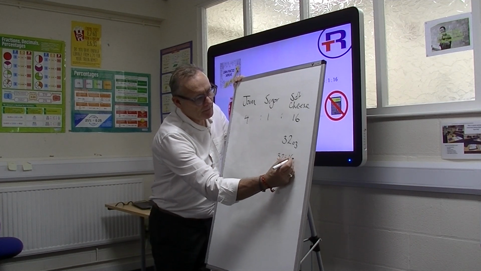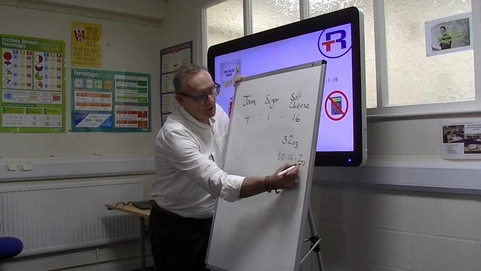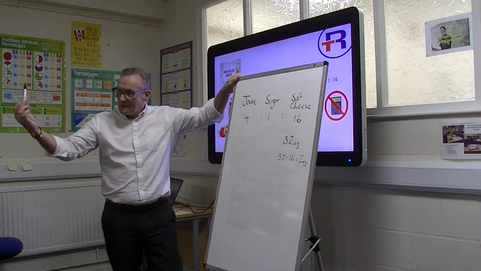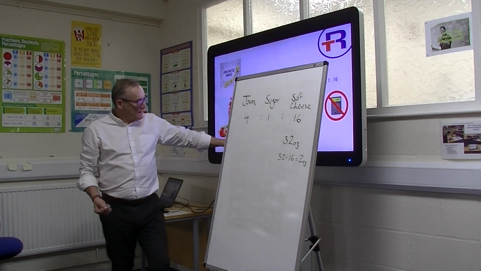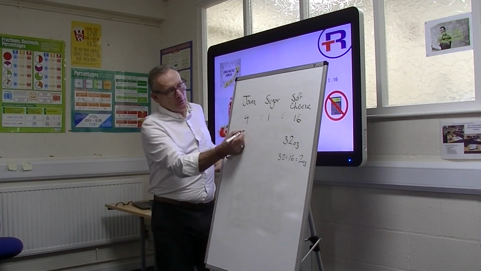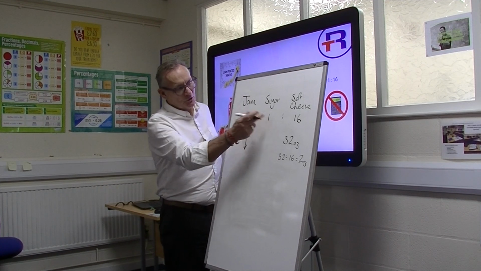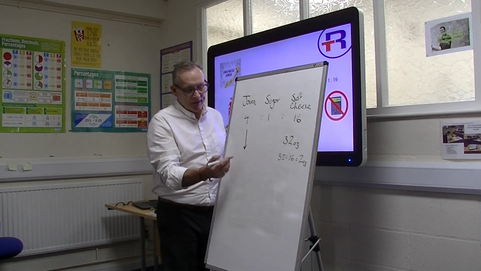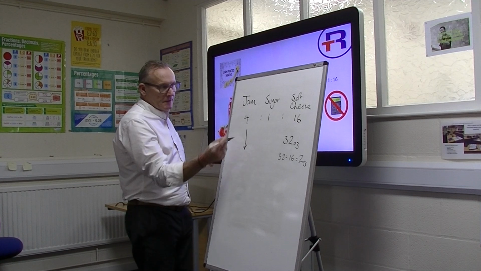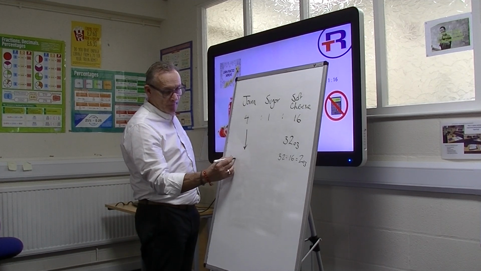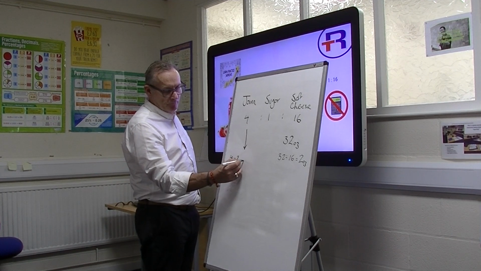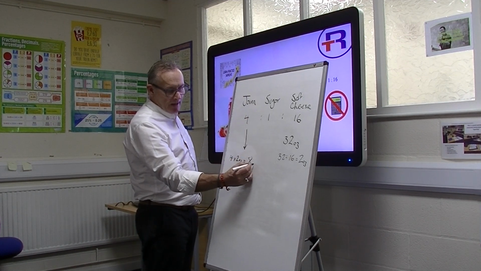Divide it by 16, sorry, which gives us 2. So 1 part is 2 ounces. Okay, 1 part is 2 ounces. The question says how many grams of jam. So we're only interested in this one. We're not interested in the sugar, we're just interested in the jam. Now we know that 1 part is 2 ounces, and the jam is 4 parts. So that's 4 times 2 ounces, which is 8 ounces of jam.